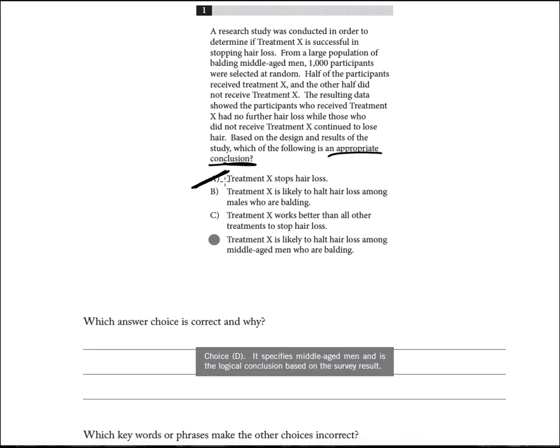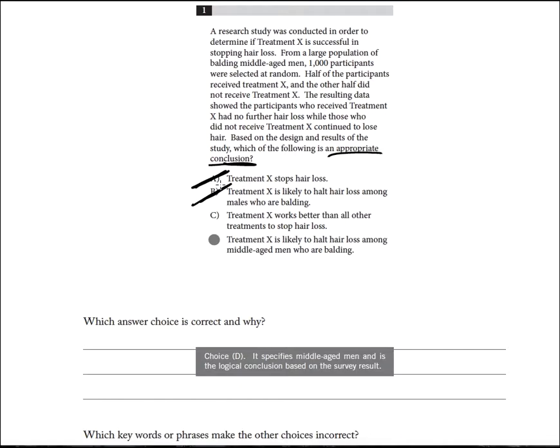among males. At least it specifies males, but remember, are we talking about all men, like senior citizens, maybe guys in their early 30s who might start balding at an earlier age or 20s even? No, we're talking about middle-aged men. So choice B is getting warmer, but still too broad. Let's go to choice C. Treatment X works better than all other treatments to stop hair loss.